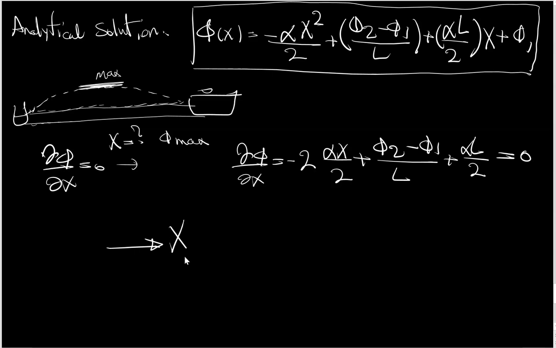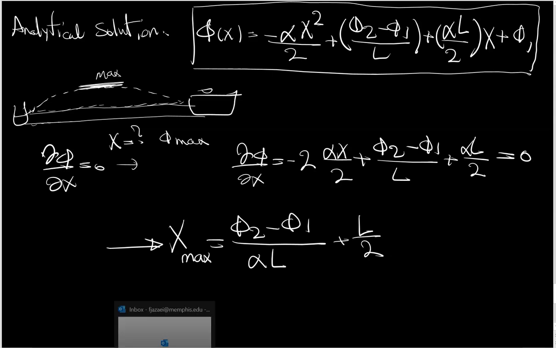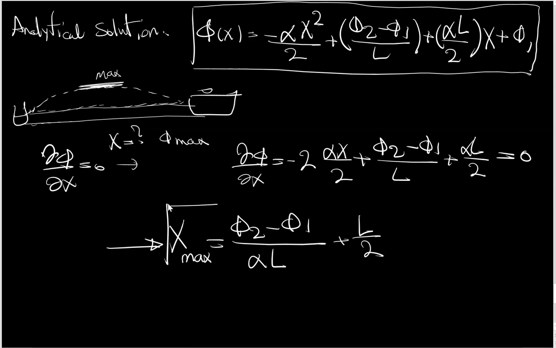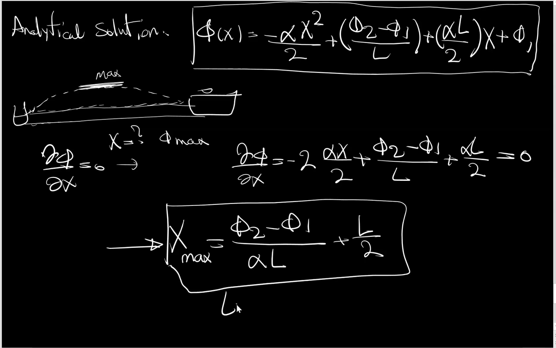Okay, so if you solve this equation, you can find that x max happens at (phi 2 minus phi 1) over (alpha L) plus L over 2, half of L. Okay, so this is the location of the groundwater divide.